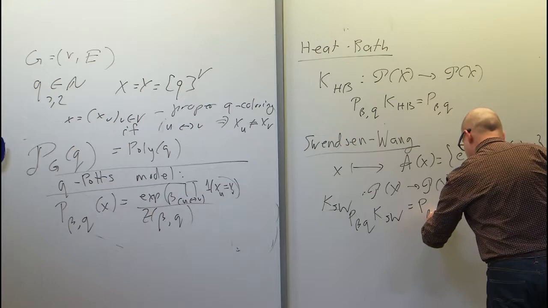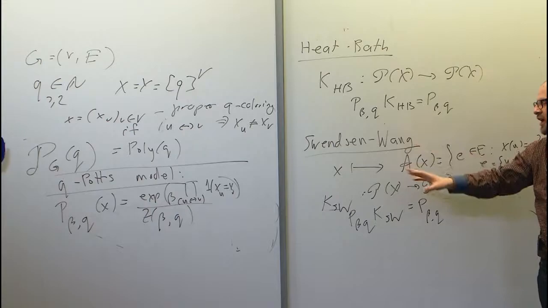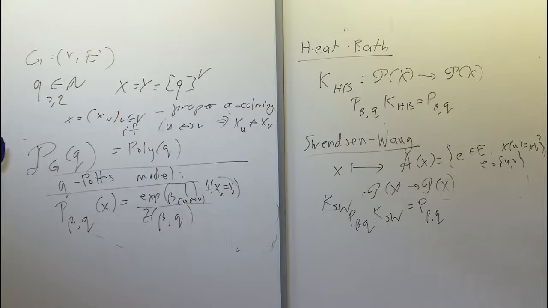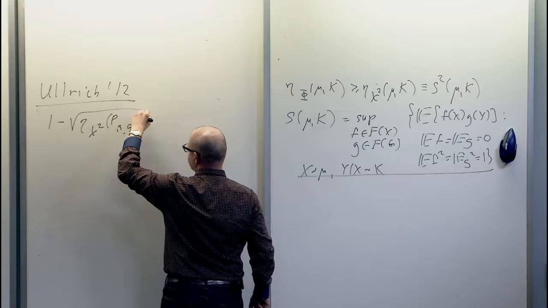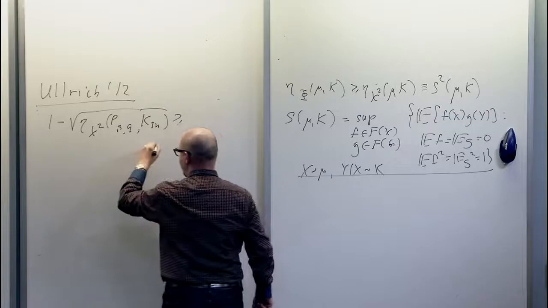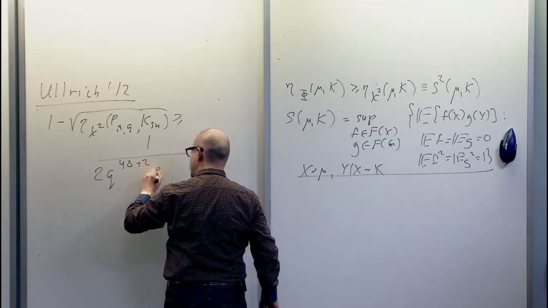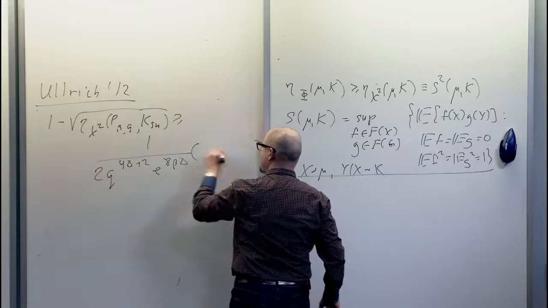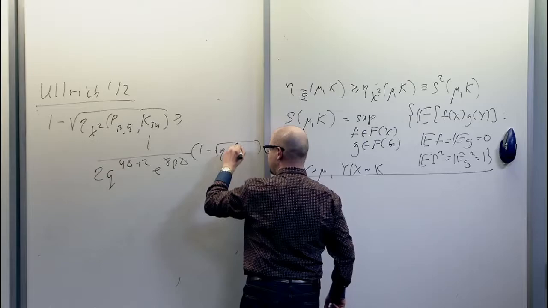So people use heat bath because it's easy to implement. And empirically, Swendsen-Wang seems to be fast for, you know, interesting graphs with a small number of colors. However, there are situations where Swendsen-Wang is slow, and there's nothing you can do about that. So in 2012, Mario Ullrich proved an interesting result, which amounts, in my language, to the following statement: that 1 minus the square root of the chi-squared contraction coefficient of the Swendsen-Wang kernel is greater than the following ugly-looking constant, 1 over 2q^(4Δ) plus 2 e^(8βΔ), where Δ is the maximum degree of the graph, times 1 minus the square root of the corresponding contraction coefficient for the heat bath.